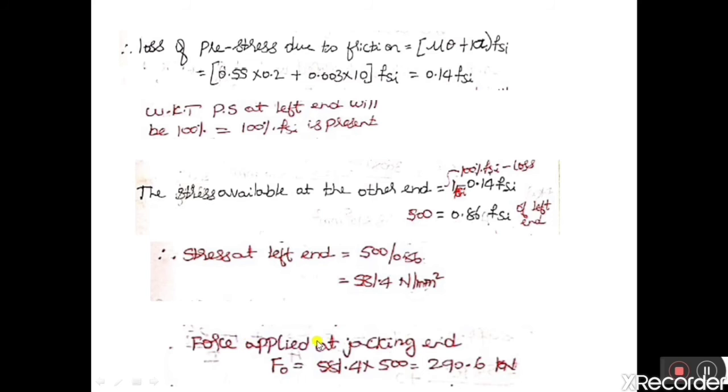Therefore, for the force applied at the jacking end, we know the stress at the left end, and we know the cross-section area of the tension steel. Therefore, initial pre-stressing force is equal to stress into area. So stress is 581.4 into area is 500, so 290.6 kilonewton is the initial pre-stressing force applied at the left end. So we have calculated the first case, that is the initial pre-stressing force at the left end.